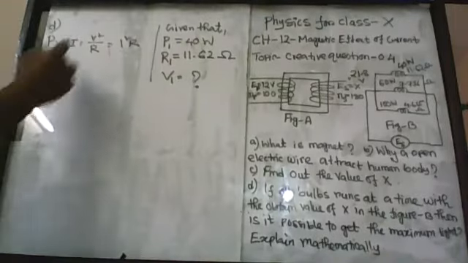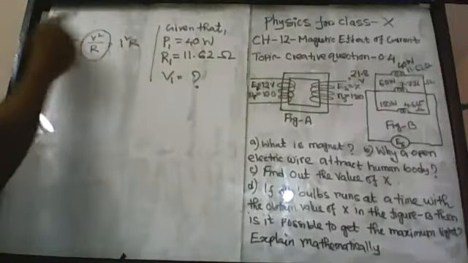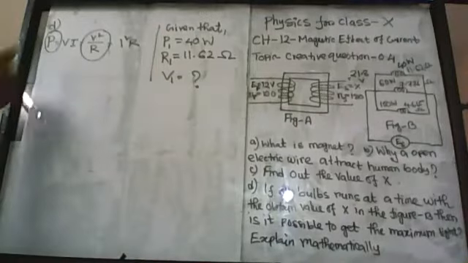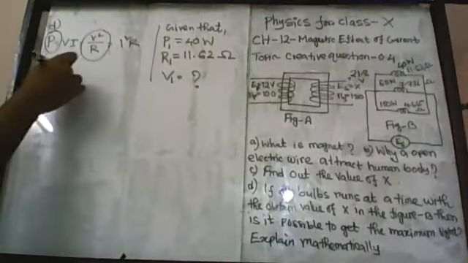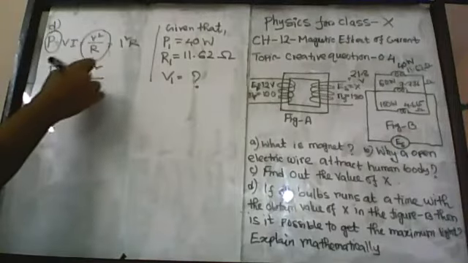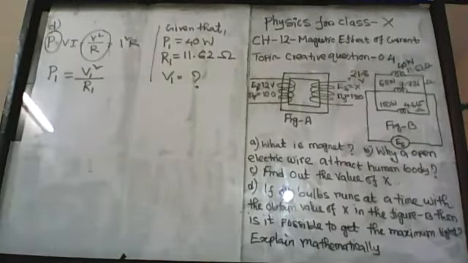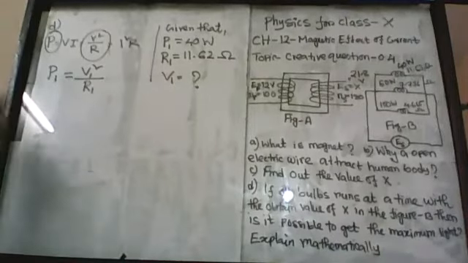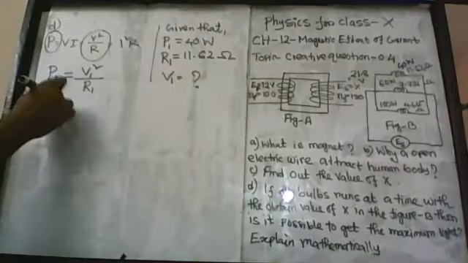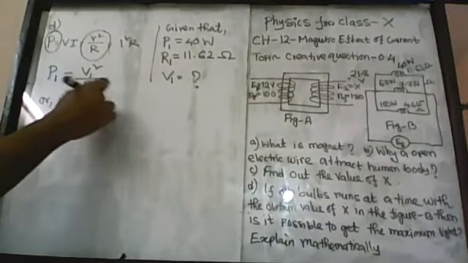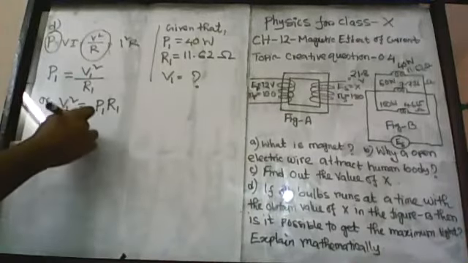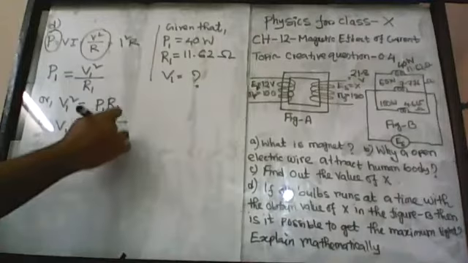We have to use here V square divided by R equals P. So I can say that P1 equals V1 square divided by R1. Now, how can I find the value of V1? V1 square equals P1 into R1, so the value of V1 equals root over P1 into R1.